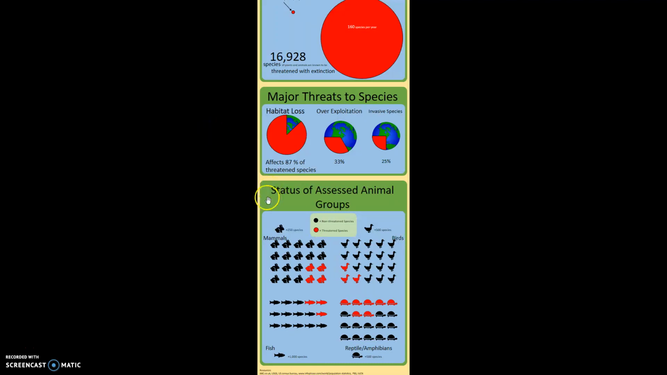The final section shows the extinction risk of significant animal groups. I chose to talk about mammals, birds, amphibians, reptiles, and fish because these are the groups that most people are the most concerned about conserving.